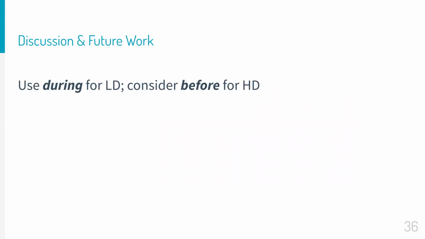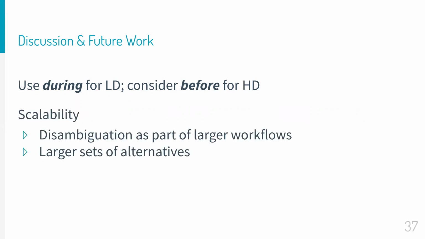From the results, we found that the during timing was especially useful for low distinguishability tasks because it was hard to tell which option is the desired operation until the user is already in the middle of interacting with the object. On the other hand, for high distinguishability tasks, the user can easily tell which operation was the correct one even before starting the task. So although the during timing is preferred by participants, the before timing is also a feasible design to consider for high distinguishability tasks. Scalability is also important to consider for future work.